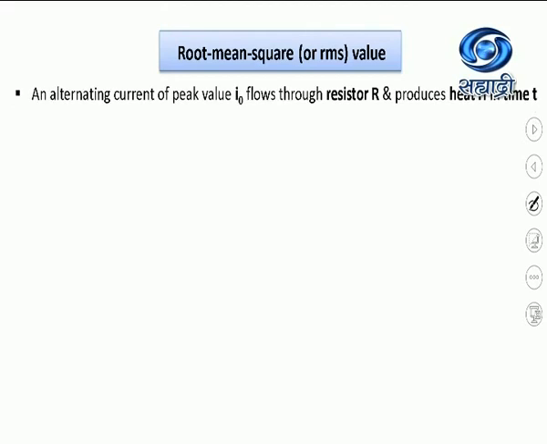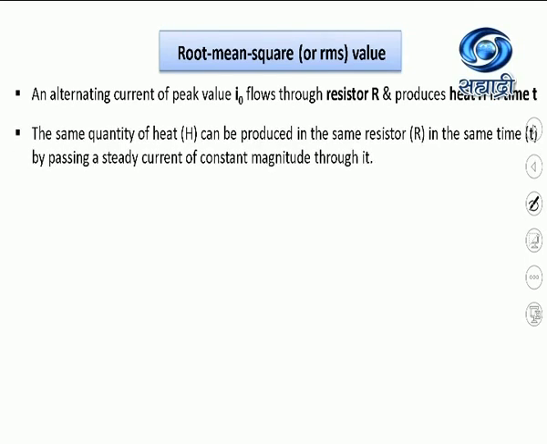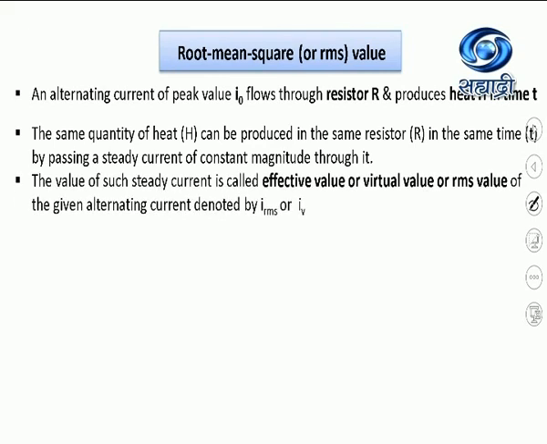So, root mean square or RMS value. An alternating current of peak value I0 flows through the resistor R and produces heat H in time t. The same quantity of heat can be produced in the same resistor R in the same time t by passing a steady current of constant magnitude through it. The value of such a steady current is called the effective value or virtual value or RMS value of the given alternating current, which is denoted by I_RMS or I_V, V for virtual.